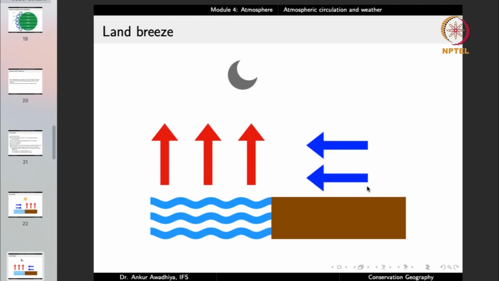An opposite thing happens in the night time. So in the night time, the land cools down much faster than the sea. So you have a situation where here you have a cold air, here you have a warmer air. So the warmer air tends to rise and the cold air rushes to take its place. So in the night time, you have a wind movement from the land towards the water, which is the land breeze.